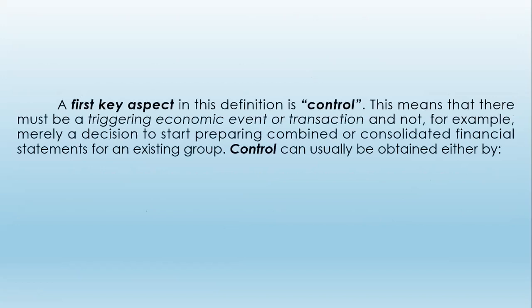Okay? A first key aspect in this definition is control. This means that there must be a triggering economic event or transaction and not, for example, merely a decision to start preparing combined or consolidated financial statements for an existing group. Control can usually be obtained either by buying the assets or buying enough shares. Okay, so we now have control.